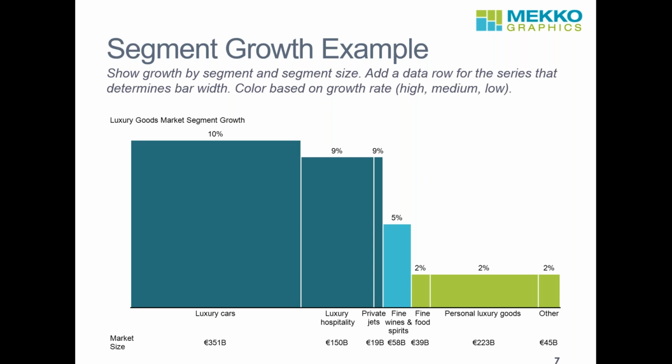This is a little different than doing this in just a standard bar chart, because not only do we have the growth as the height of the bar, but we also have the segment size as the width of the bar. So you can see luxury cars is not only the fastest growing segment, but also the largest segment. Whereas another segment, personal luxury goods, is growing much more slowly, and it's the second largest of the segments.